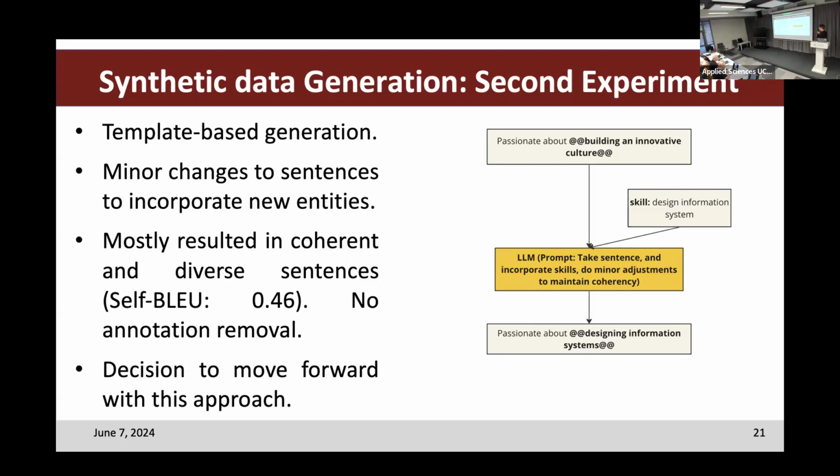Mostly, this approach resulted in coherent and diverse sentences. Self-BLEU score in this method is 0.46, which is around the same as the training data set in general. And we didn't encounter cases when the model removed the annotation. We decided to move forward with this approach and to experiment using it.